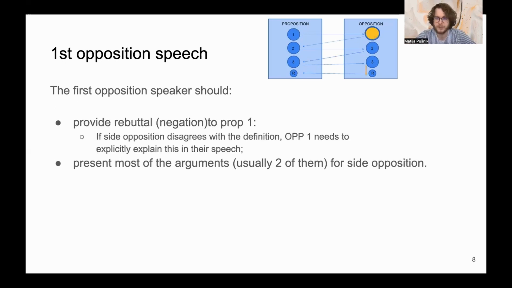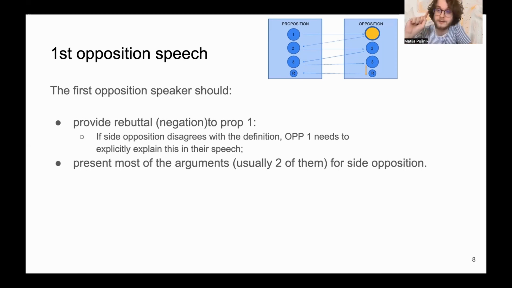The first opposition speaker has a pretty symmetrical role. First, they provide rebuttal or negation to proposition one. Note, this negation is obviously against arguments, however, also potentially about the definitions. We call this a definitional challenge. If the proposition would set a debate unfairly, if they would violate the laws of reason and common sense or sensibility, the first opposition speaker can object to that.